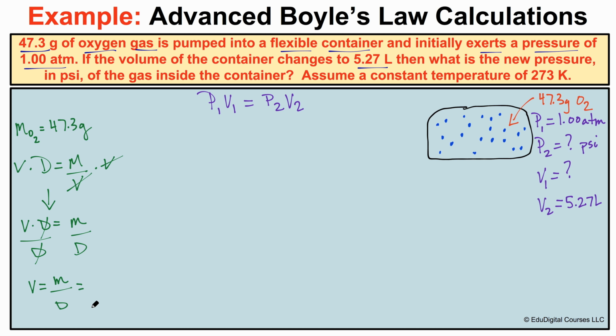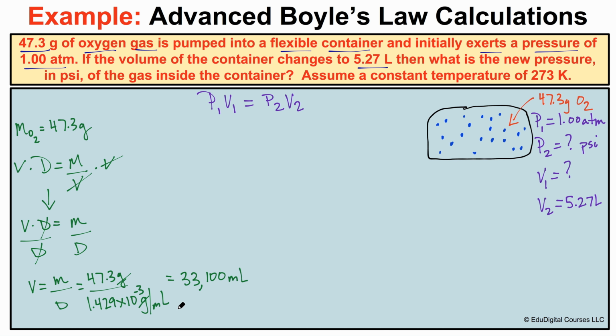So what is the mass of the oxygen gas? It tells us it's 47.3 grams. And now if we take a look on a periodic table of density values, like the one that just popped up on the screen in front of you, we can see that the density of oxygen gas is 1.429 times 10 to the negative third grams per milliliter. And so when we put this in our calculator, we're going to end up with 33,100 milliliters.